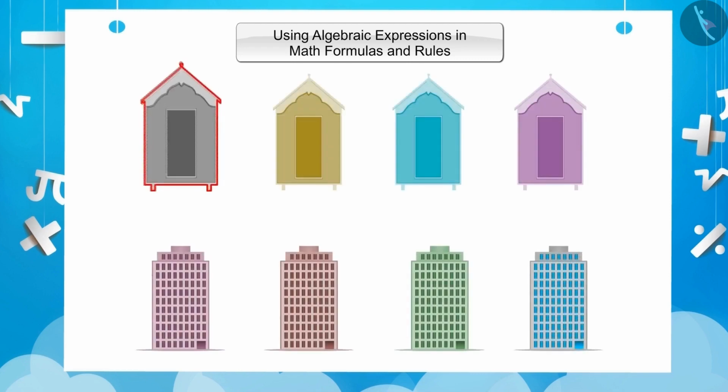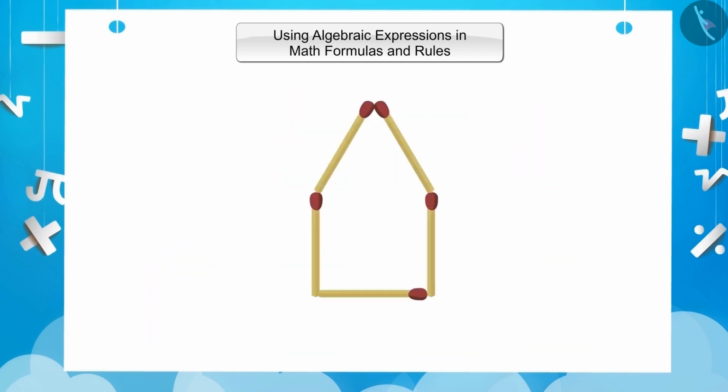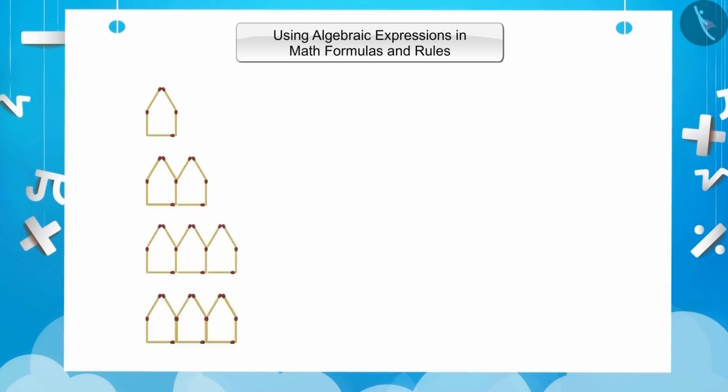Many times in our daily life, we see such patterns in which the shapes are recurring. Let's see one such example. As you can see here, the first shape is in the form of a heart made of 5 matchsticks. By adding 4 matchsticks to it, we can get 2 hearts. Similarly, on adding 4 more matchsticks to it, we can create another heart like this.